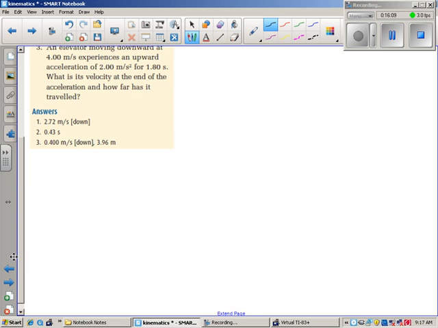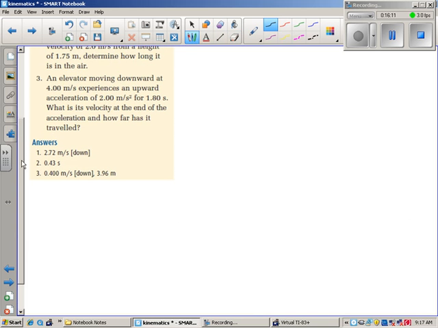All right, question number 3 says an elevator moving downward at 4 meters per second experiences an upward acceleration of 2 meters per second squared for 1.8 seconds. What's its velocity at the end of the acceleration? How far has it traveled? VI is going to be negative 4.00 meters per second because this is downward.